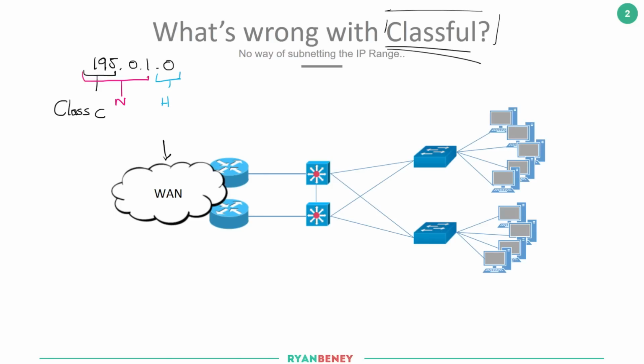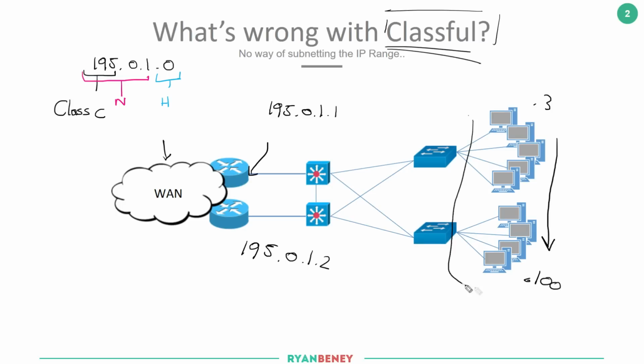So what we've done then, on the back of this, was assign these IPs to our network. So this particular router here, let's say, got 195.0.1.1. This one down here got 195.0.1.2, and then we had .3 all the way up to, let's say, .100, all being used for our PCs over here. So we had a lot of IPs being used, but remember, in a class C there were 254 usable and we were only using 100 of them, so we still had 154 left over.